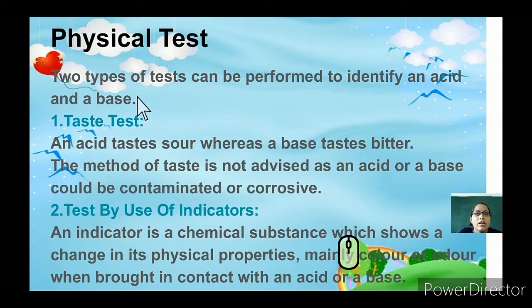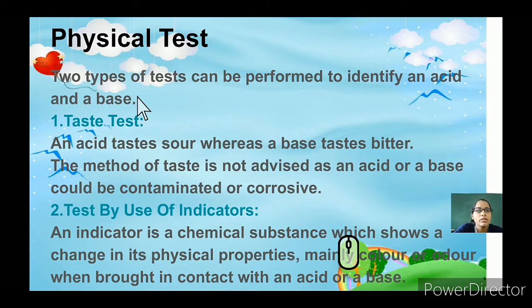You can see that physical tests can be performed to identify an acid and a base. Based on that, you have the taste test and the use of indicators. Taste test is very dangerous. You cannot directly taste acids and bases to understand whether it is an acid, but you can understand that acid always tastes sour.